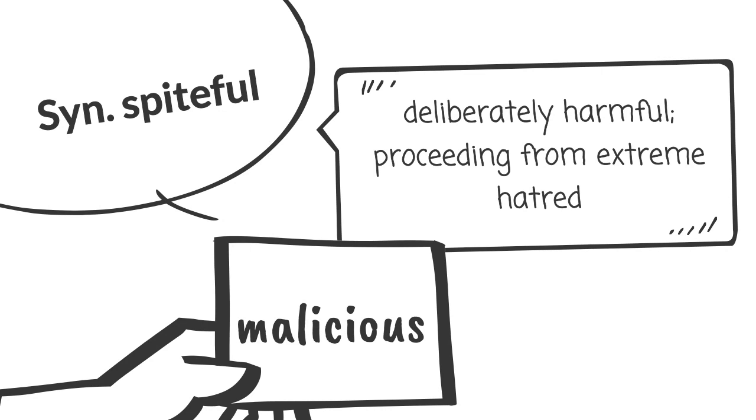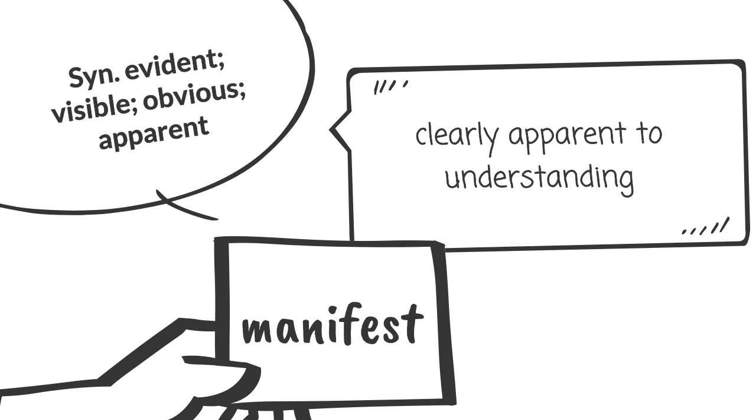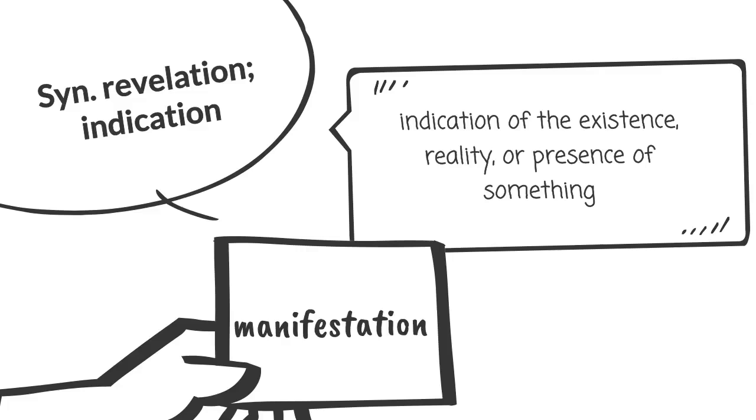Malicious. Synonym: spiteful. Deliberately harmful, proceeding from extreme hatred. Manifest. Synonym: evident, visible, obvious, apparent. Clearly apparent to understanding. Manifestation. Synonym: revelation, indication. Indication of the existence, reality, or presence of something.